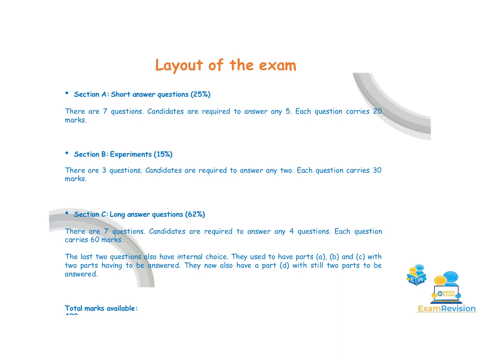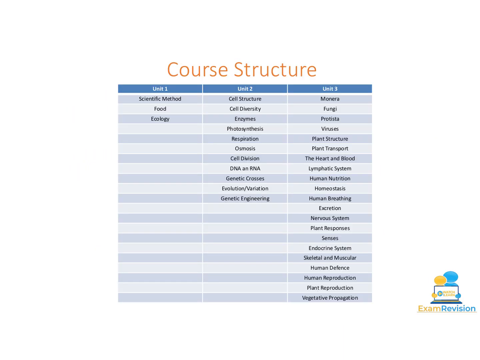The last 2 questions, which is questions 16 and 17, if you choose to answer one or both of those as part of your 4 required questions, you will have some internal choice. So it used to be that it would have a part A, B and C, but you only had to answer 2 of the parts. There is now a part D, but you still only have to answer 2 of the parts of those questions. But if you answer any of the other long questions, so questions 11 to 15, you need to answer all parts of the question. Okay, total marks for the paper, 400 marks.